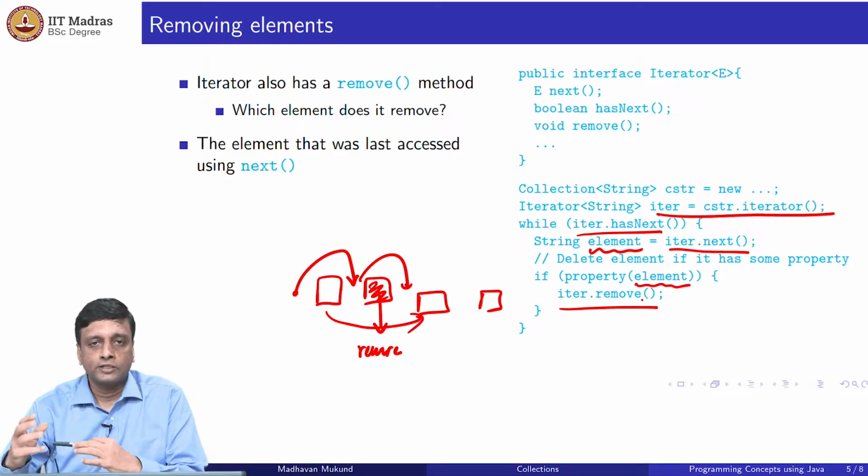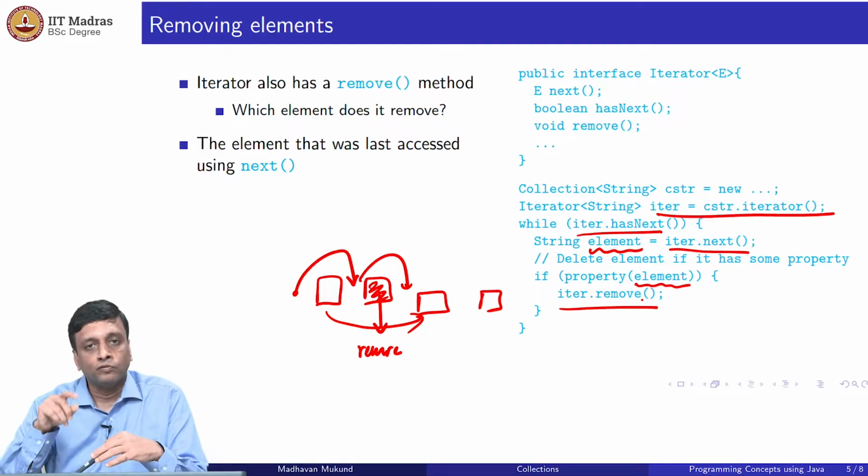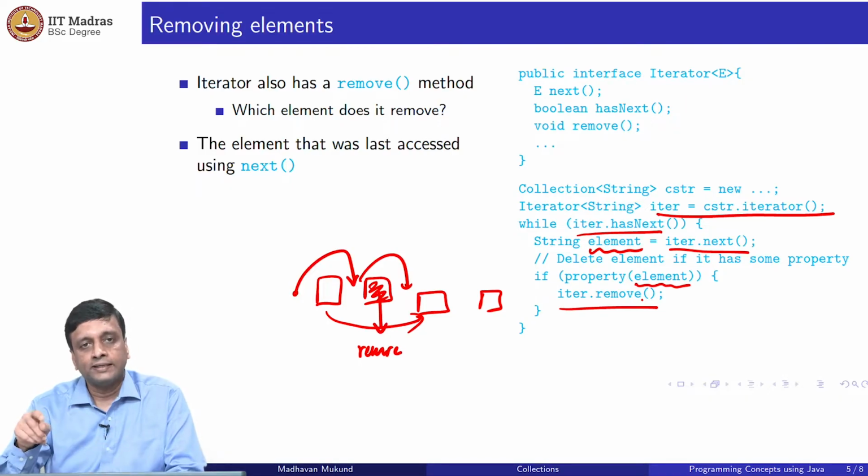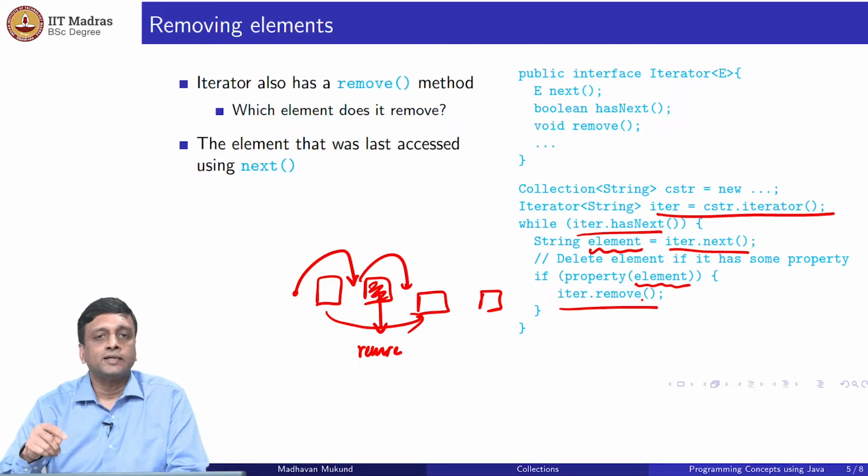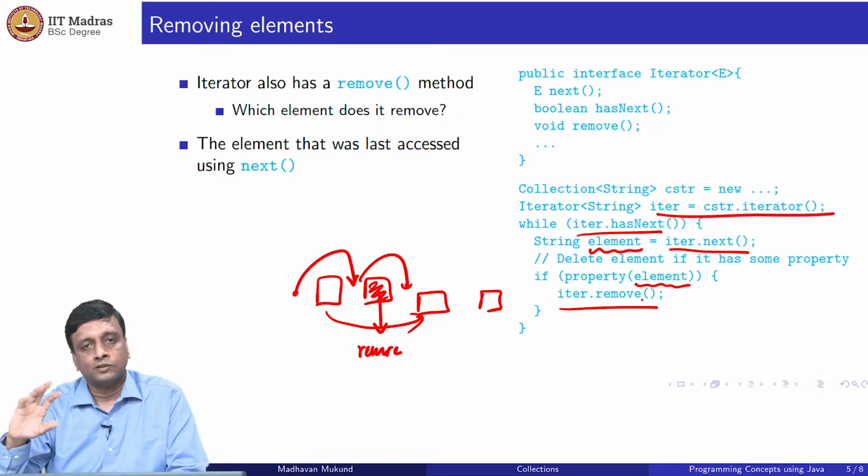So, that is how it works. There is no explicit thing saying remove this element or that element. You have to visit the element, and the element that you last visited is implicitly the one that gets removed when you call remove. So, it is tied to the iterator. As the iterator is going through, you can examine an element and choose to remove it.